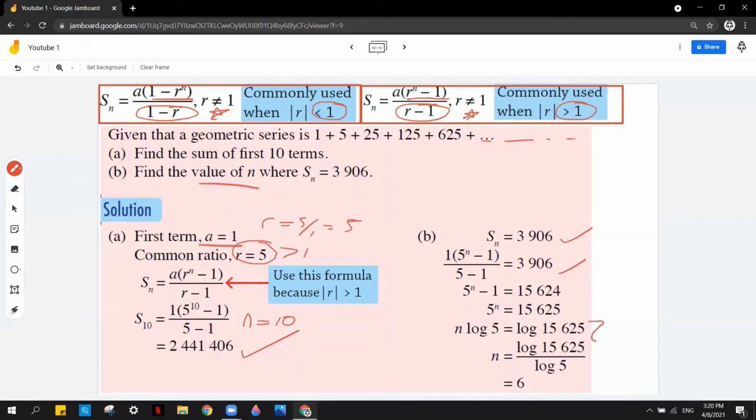And of course, there will be a blend of logarithm here. And how do you solve them? You can visit my playlist. I have an episode dedicated to logarithm and all that. You can understand them there.